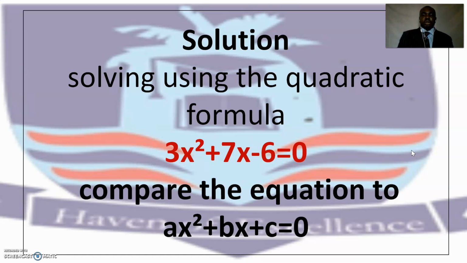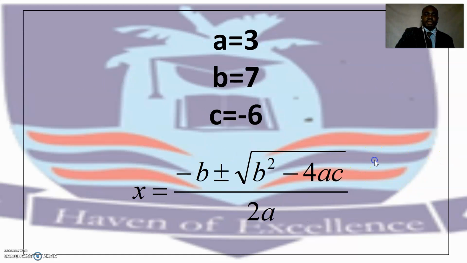Now, using the quadratic formula, we simply have to compare the equation to ax squared plus bx plus c. And when we do that, we can see that our a is going to be 3, our b is going to be 7, and our c is going to be minus 6. So once we've gotten those three values, we substitute them into the formula: x is equal to minus b plus or minus the square root of b squared minus 4ac, all over 2a.